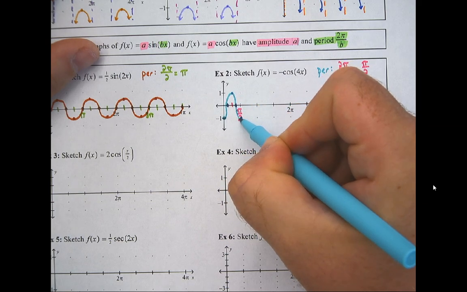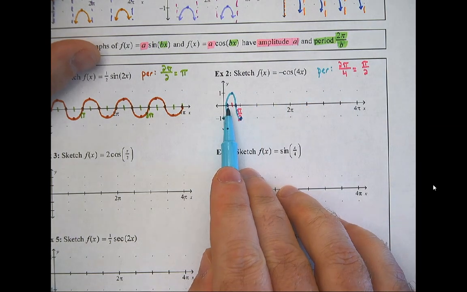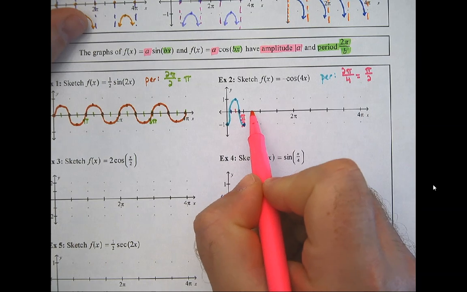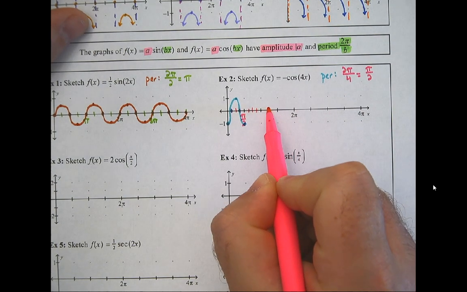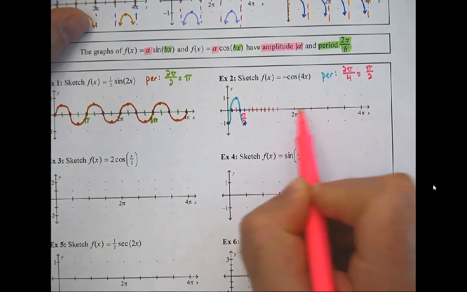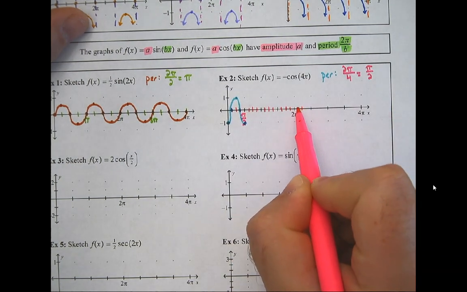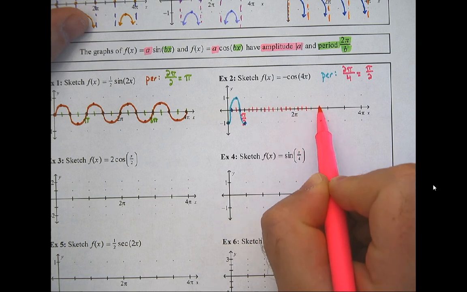Ooh, boy, that was really bad. I basically missed that whole point, but hopefully you get the idea. There's 1 cycle, 1 period of cosine. Now we have to fit as many as we can on the grid that we're given. So now I'm going to go back and take each section and divide it into 4 sections. That means I need to add 3 tick marks. 3 tick marks makes 4 sections.